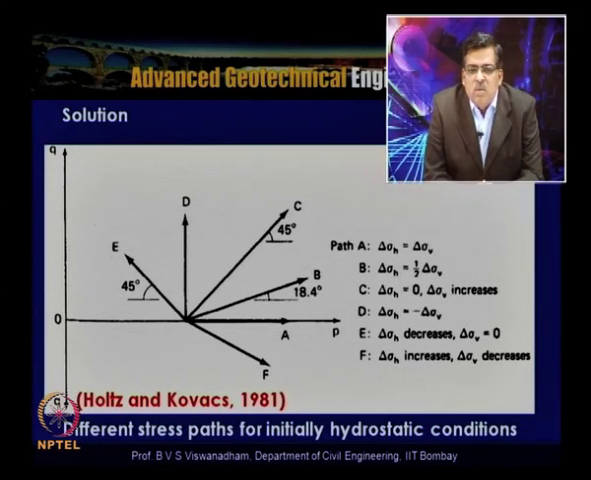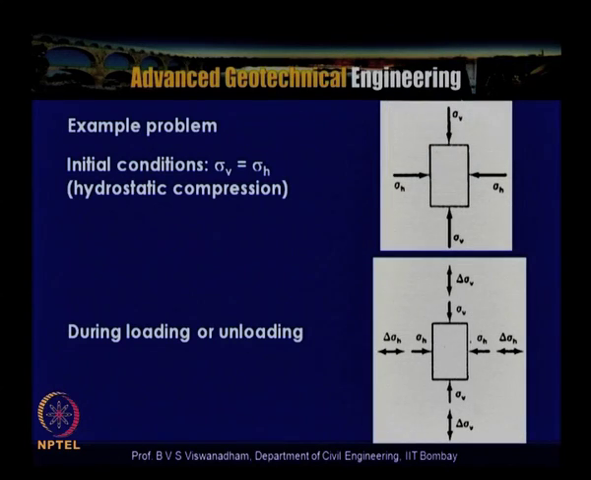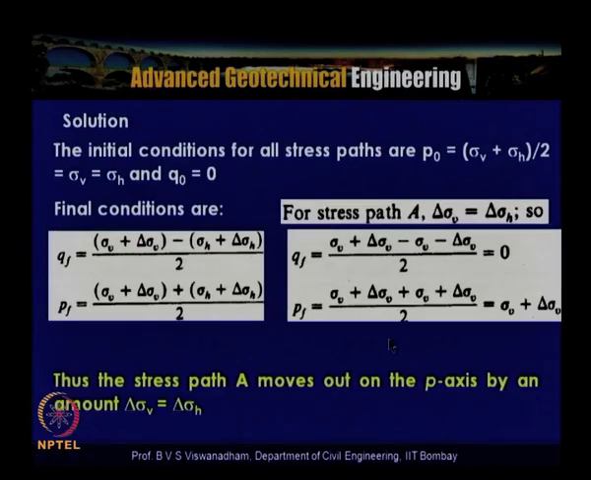So this is the solution for this example problem when you have variable loading conditions, and this can be worked out like this. The initial conditions for all the soil, for all the stress paths, are P naught is equal to sigma V plus sigma H by 2, and with that sigma V is equal to sigma H. So this is equivalent to when you have sigma V equal to sigma H, which is nothing but P naught is equal to sigma V or sigma H, and Q naught is equal to 0.